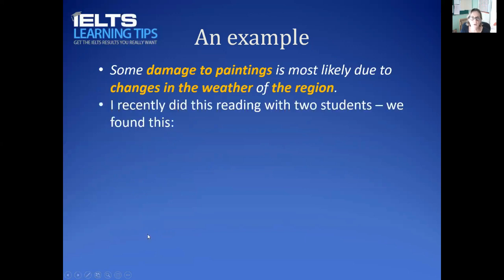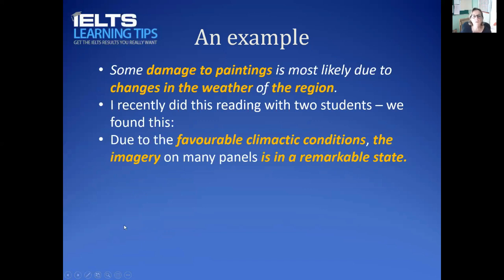So with the students, there were 2 of them, we went into the text and we found this sentence, which looks perfect. We've got favourable climatic conditions, weather, and the imagery, paintings, but we've got in a remarkable state, which means that it was good. There was no damage. Therefore, we chose the answer no. It looked very like no.